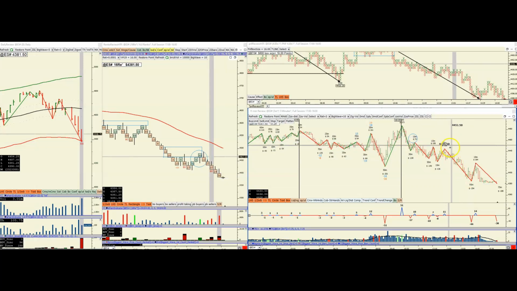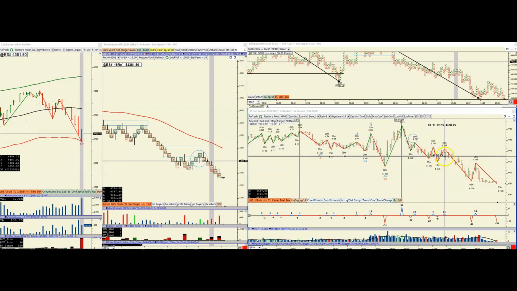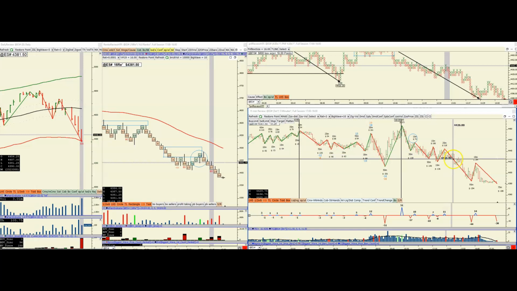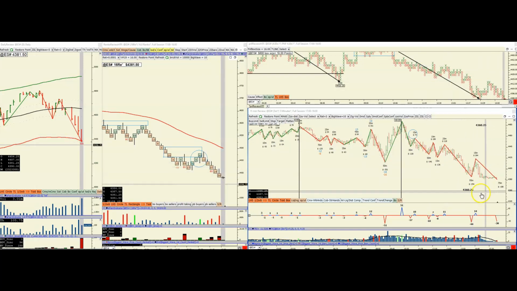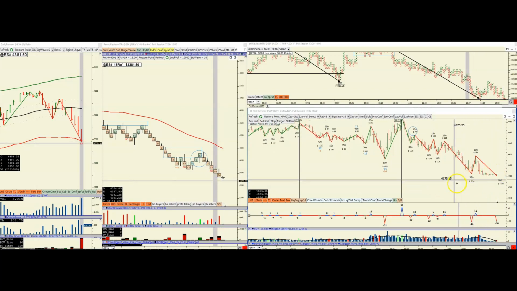So this is effort. There's effort here, and it's quite dull. And this confirms it. So now it just tests and goes back down.